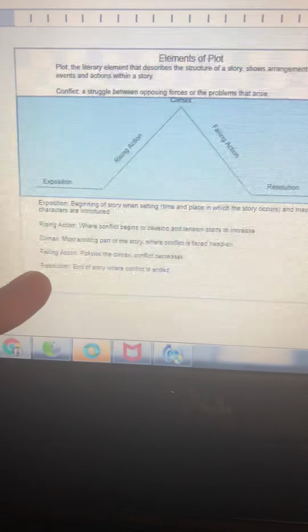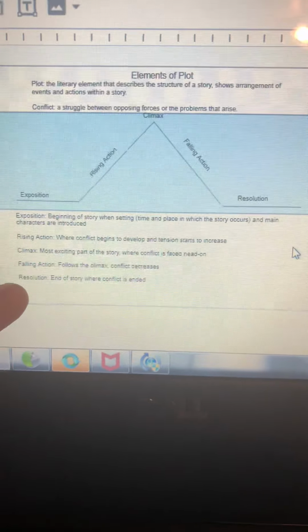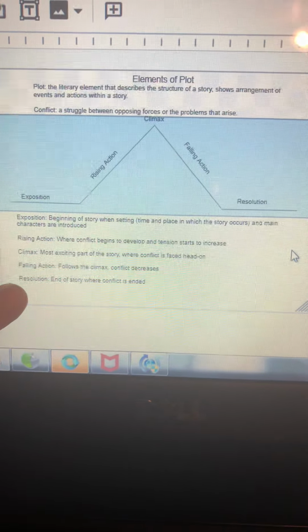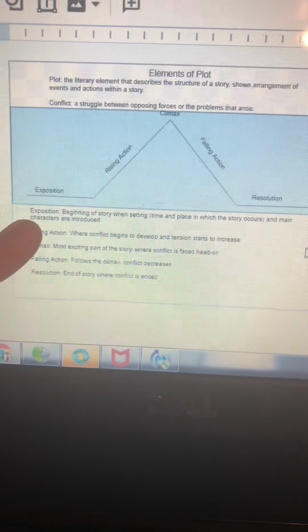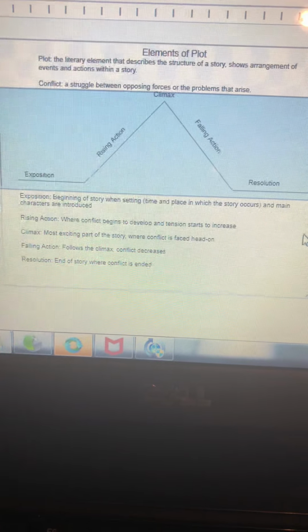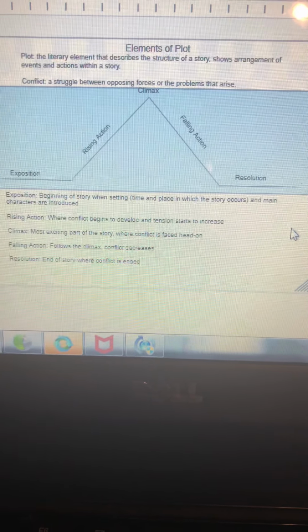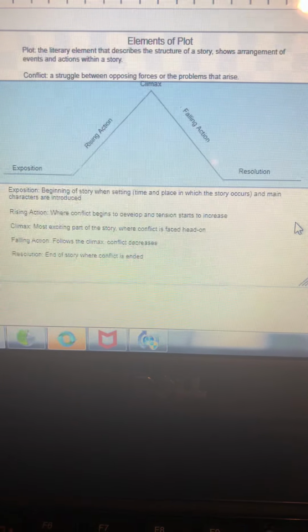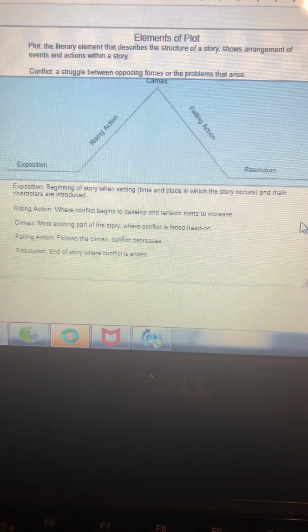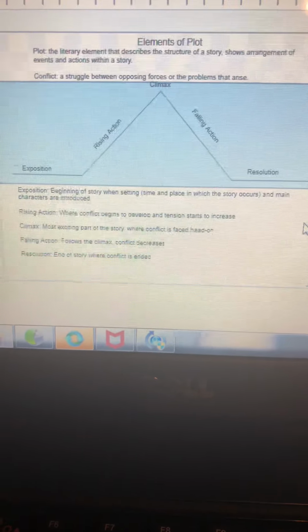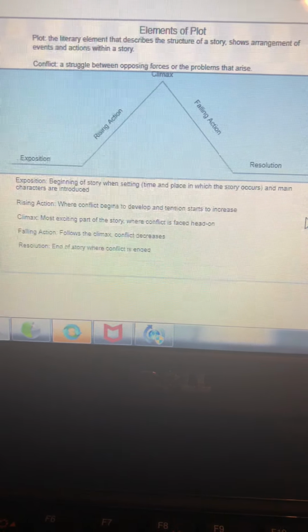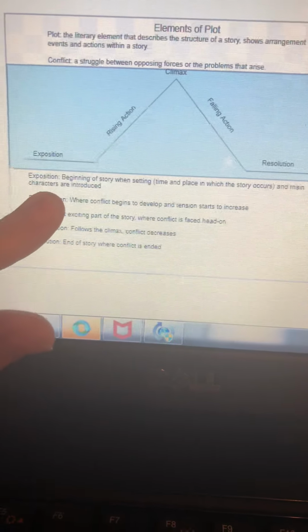Now we're going to go ahead and go over these definitions, and like the video that is attached, the YouTube video, I'm going to be referencing the movie Finding Nemo. So in the exposition, we are introduced to our main characters, and then we know the setting, which is the time and the place where the story happens. And if you need any way of remembering this, the exposition, the word expose means to give information on someone. So if you're exposing a person, you're giving information on them. And who will we be exposing? Well, we will be exposing our characters.